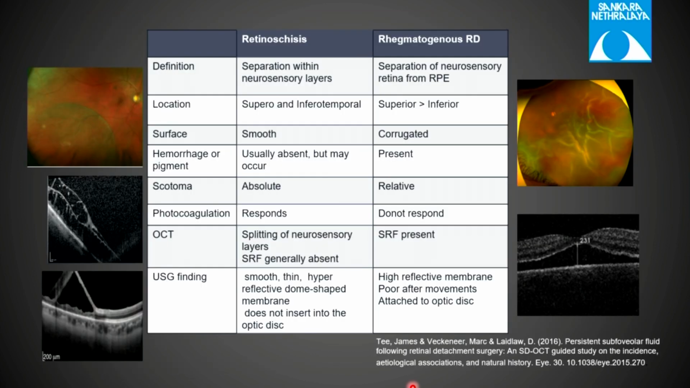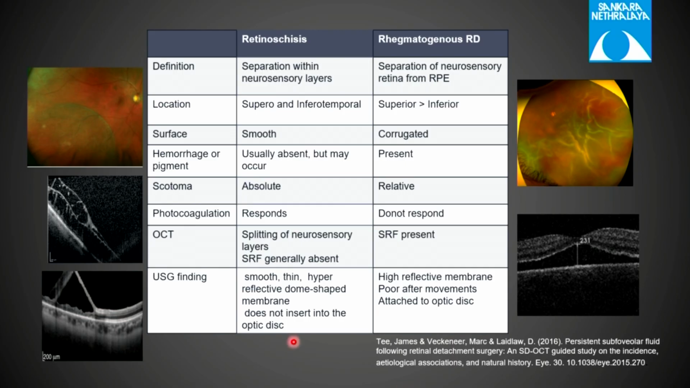Just this one. There's a difference between retinoschisis and rhegmatogenous RD, because we can suddenly mistake one for the other. Retinoschisis is the separation within the neurosensory retina, whereas in rhegmatogenous RD, the separation is between the neurosensory retina and the retinal pigment epithelium.